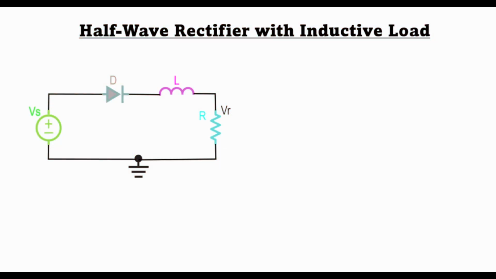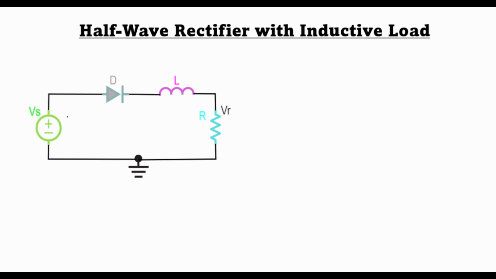In today's lecture, we'll be analyzing a half-wave rectifier circuit with an inductive load. We have already seen a half-wave rectifier with a resistive load in one of my previous lectures. You can click the link if you are interested in watching that. In today's lecture, we'll be seeing what happens when we add an inductance L in series with the load resistance R. So let's proceed with the analysis.